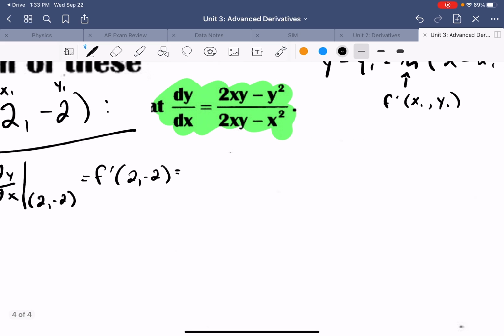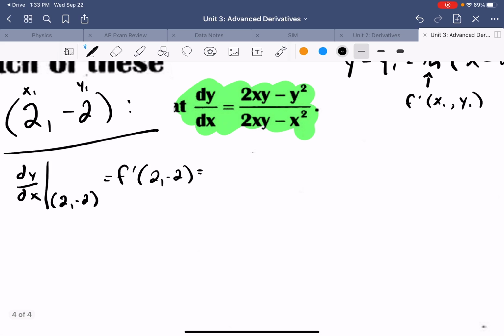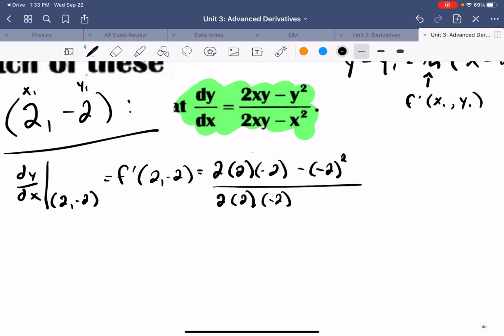But basically, we're just looking for that slope. And so we're going to be plugging in (2, negative 2) into this equation. So 2 times 2 times negative 2 minus negative 2 squared over 2 times 2 times negative 2 minus 2 squared. 2 times 2 is 4, times negative 2 is negative 8, and then negative 2 squared is positive 4, and that's a minus in front. On the bottom, 2 times 2 is 4, times negative 2 is negative 8, and then minus 2 squared is minus 4. Top and the bottom are the same, so that's just going to end up being a 1.